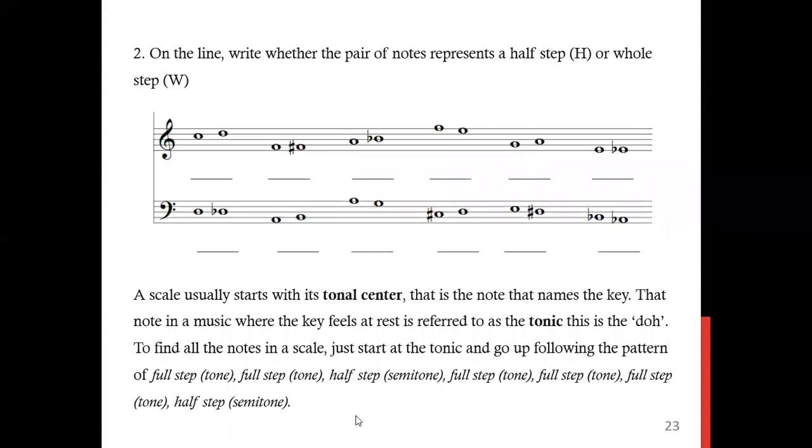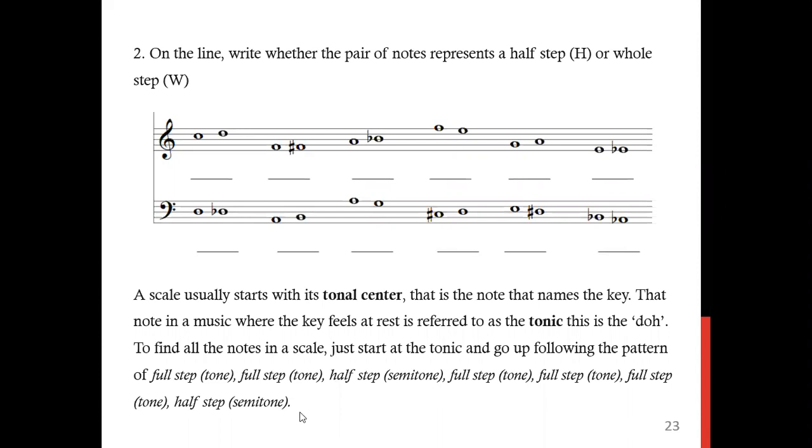All right, let's continue. It's just to make us able to grasp what we're talking about. A scale usually starts with its tonal center, that is the note that names the key. That note in the music where the key feels at rest is referred to as the tonic. That's the do. To find all the notes in your scale, start at the tonic and go up following the pattern of full step, half step, full step, half step: tone, tone, semitone, tone, tone, tone, semitone.